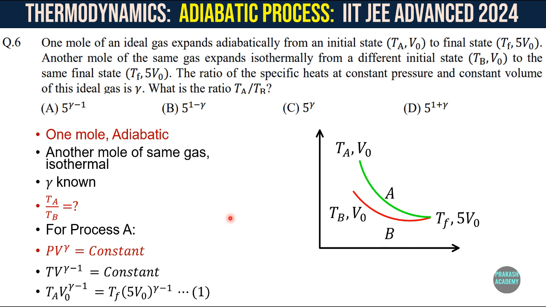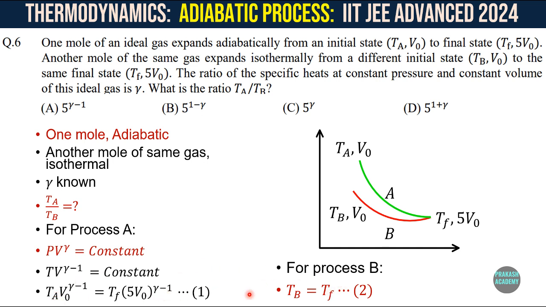Now we can consider process B. This is an isothermal process. In case of an isothermal process, temperature is constant. This means this is temperature Tb, at this point also temperature is Tb, at this point temperature is also Tb. So here also I will add temperature Tb. So I can write Tb equals Tf, that is, initial temperature is equal to final temperature. Let's call this equation 2.